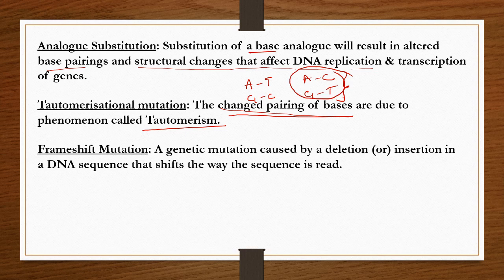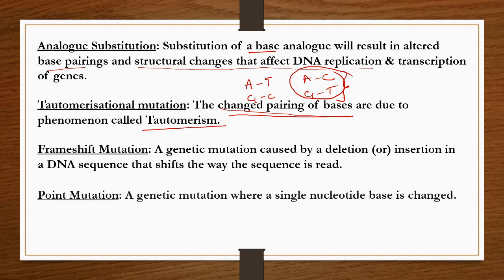And frame shift mutation is a genetic mutation caused by a deletion or insertion in a DNA sequence that shifts the way the sequence is read. Point mutation is a genetic mutation where a single nucleotide base is changed. An example of point mutation is sickle cell anemia. So based on this information, the correct answer is tautomerizational mutation. Option 2 is correct.